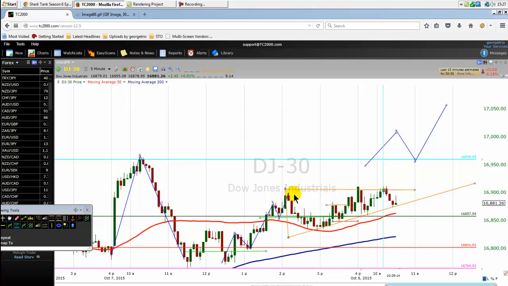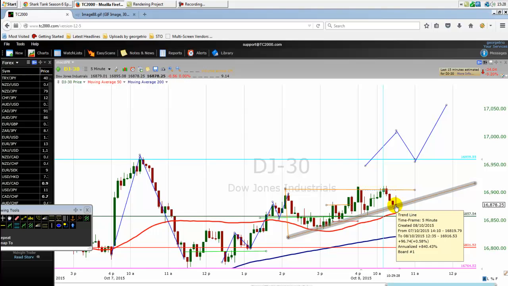All right, which triangle do we have here? This is an ascending triangle. An ascending triangle, all right? Here it is, all right? Higher lows on the edge of the lower part of the triangle, okay?